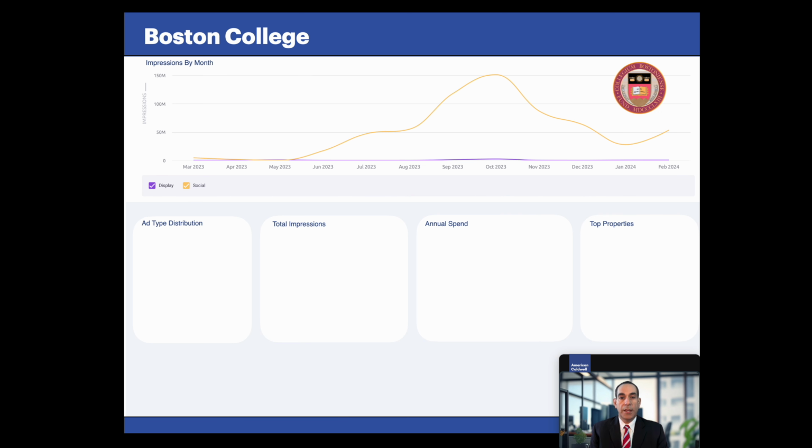So as you can see here from the monthly impressions, they started ramping up in July and August, and then really started to push more effort into it in September and October, and then have it come down a little bit towards the holidays.